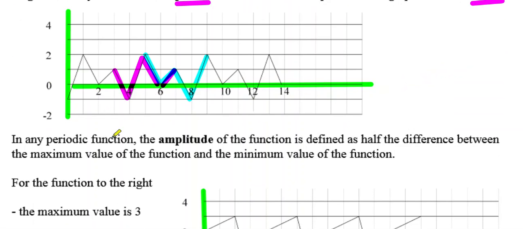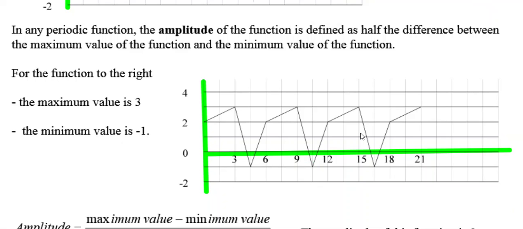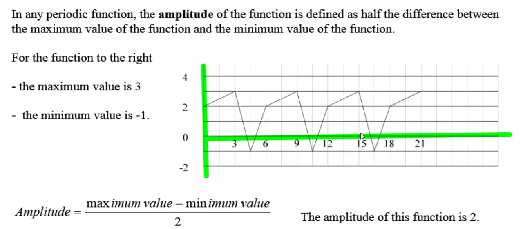Alright, so in any periodic function, the amplitude of the function is defined as half the difference between the maximum value of the function and the minimum value of the function. So we're going to look at this graph here. The amplitude, it actually gives you the calculation down here. Let's highlight so you can see amplitudes there. Same definition: the maximum minus the minimum value divided by 2, because it's half the difference.